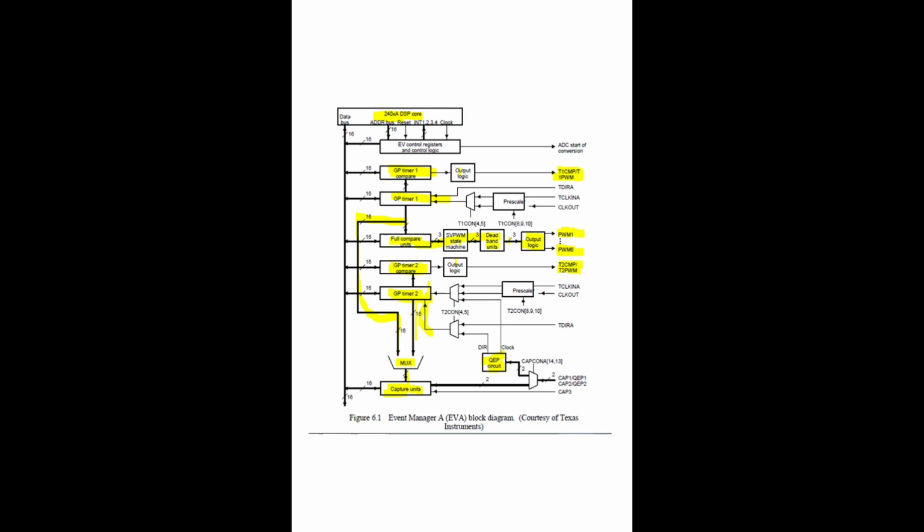Similarly, sometimes we have to convert an analog signal into a digital signal. For that, we have to start the ADC. For that, this block will be used: the EV control register and control logic. For some event, let us take the value while counting from 30 to 0, at 15 you have to start converting that analog signal into digital.